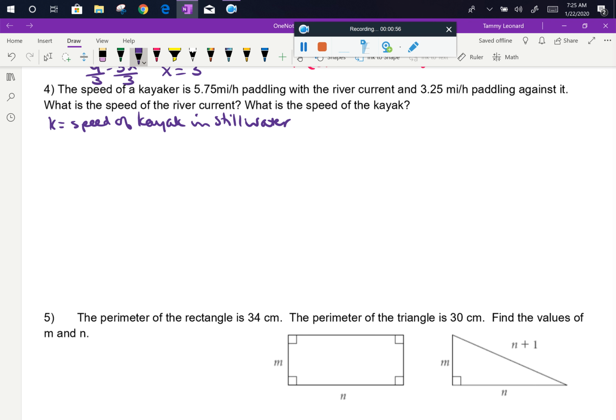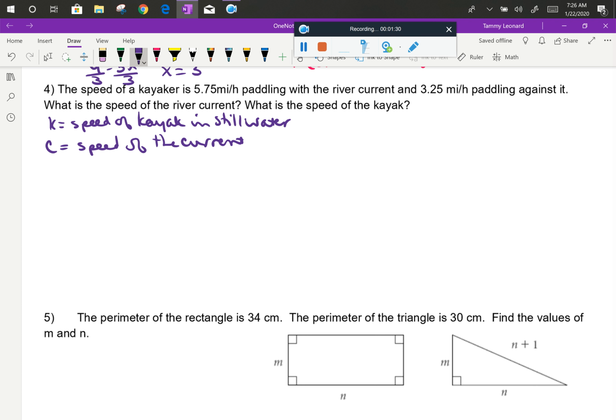So that's the speed of the kayak relative to the water. So ignoring the fact that the water is itself moving, just the speed at which the kayak is moving through the water. And then we have C, which is the speed of the current. So that's the speed that the water itself is moving at. And these two things can combine or work against each other to create the speed of the kayak relative to someone standing on shore looking at the kayak.